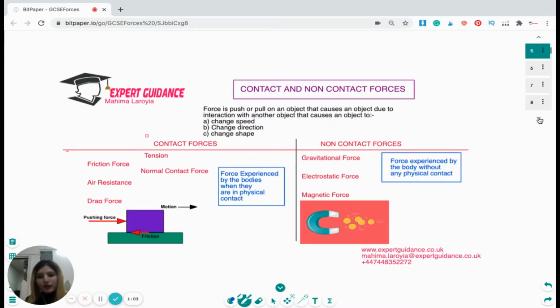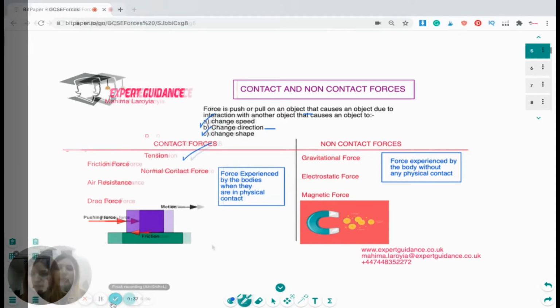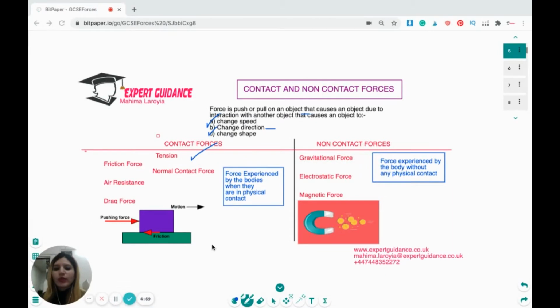Now let's come to forces. Now, what is a force? If I push or pull something, is that a force? Yes. So a force is a push or pull on something that will either change the speed or the direction or the shape of the object. So a force is a push or pull on an object that causes the object to change speed, direction, or shape. I hope you're clear with what forces are.